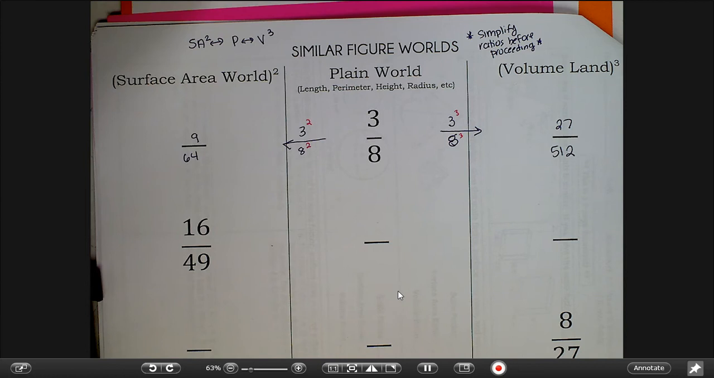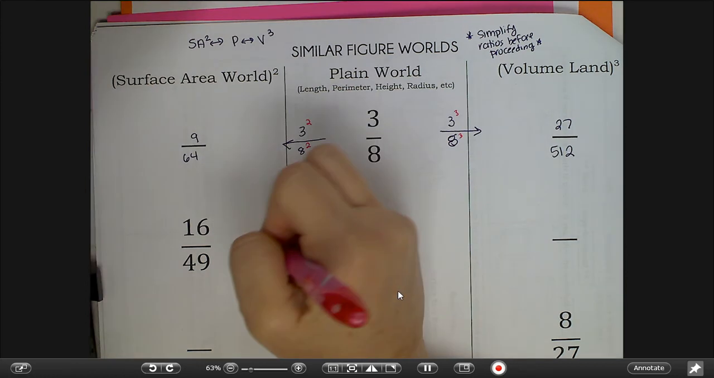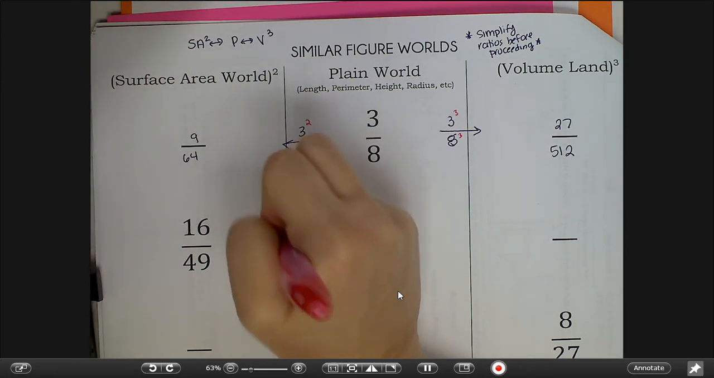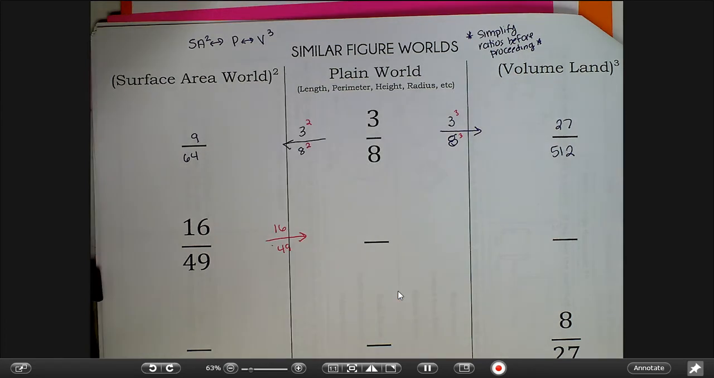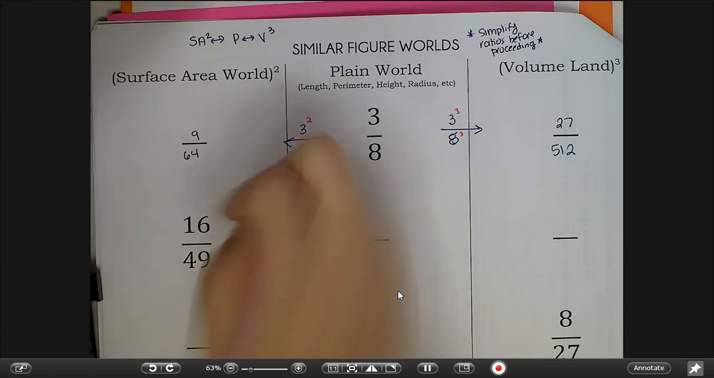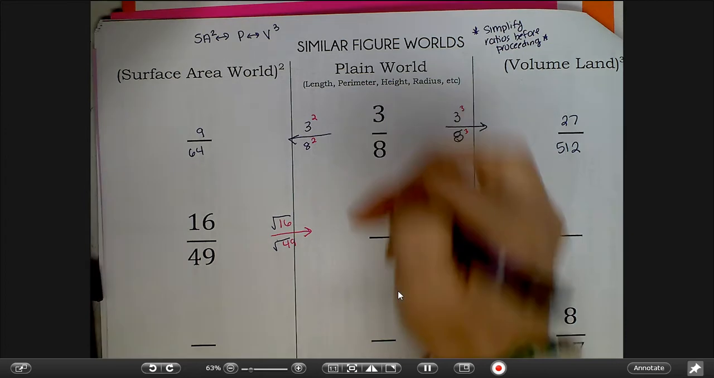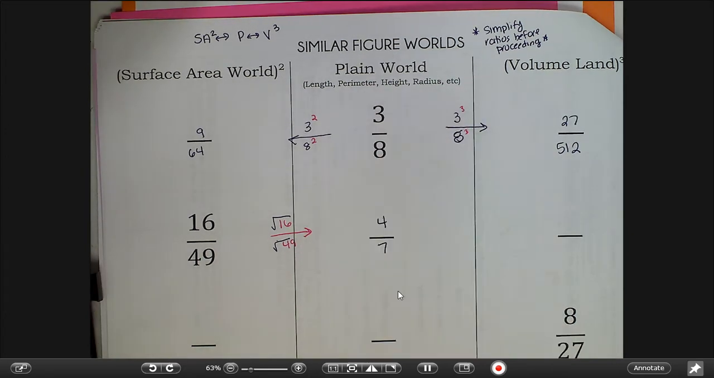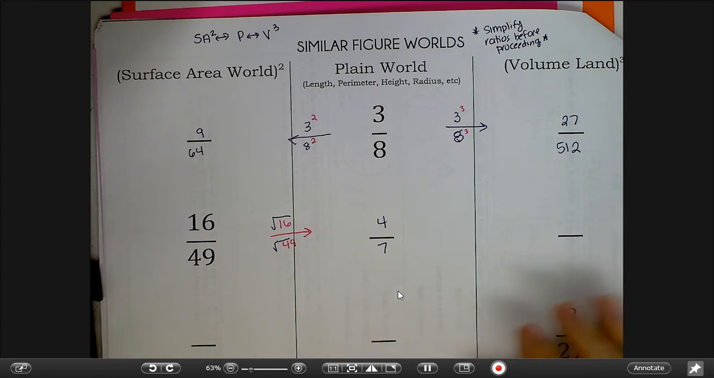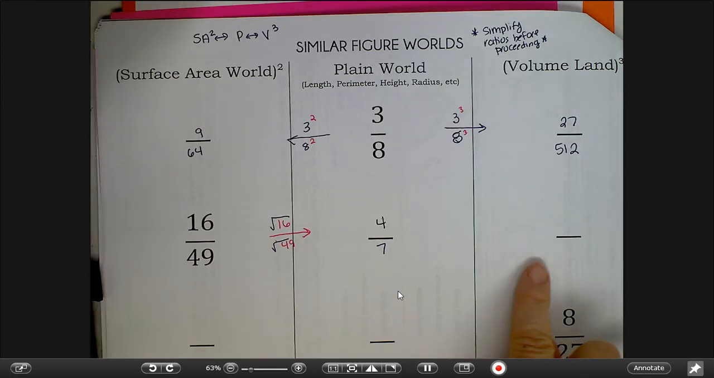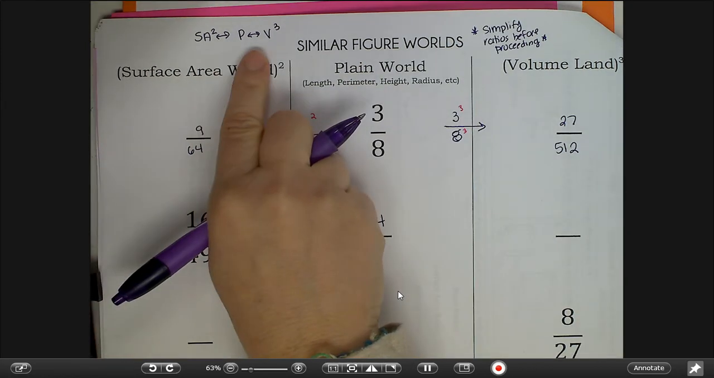But if you start in surface area world, you need to think about what that means. 16 and 49 had already been squared. So think about what the opposite of squared is. Square root. So we're going to take the square root of these numbers to go backwards to plane world. 4/7. You always have to pass through plane world to switch between surface area and volume. You can see that up here also.